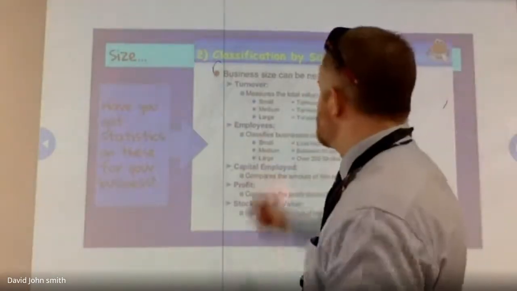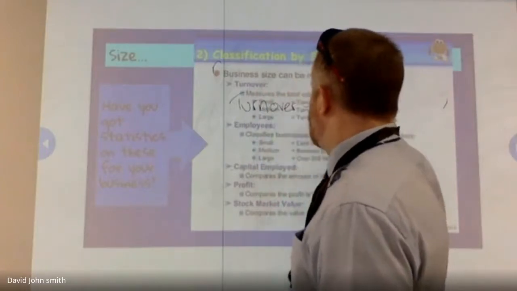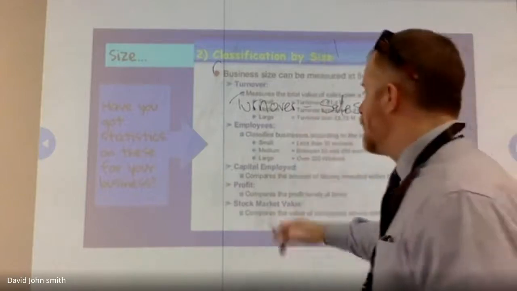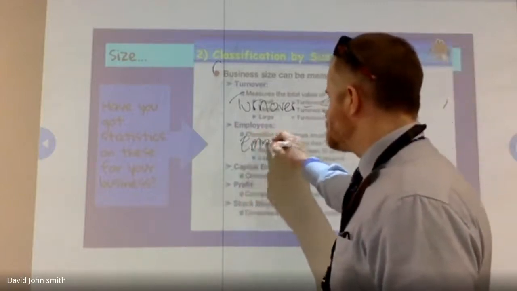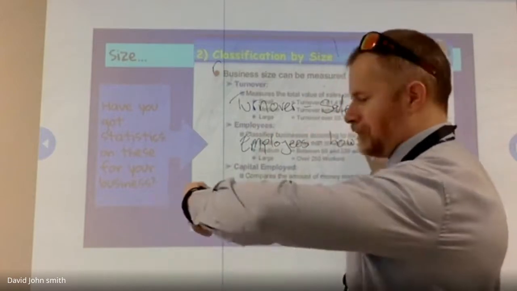So turnover, which was sales. How many sales are they making per year? Employees. Again, how many?